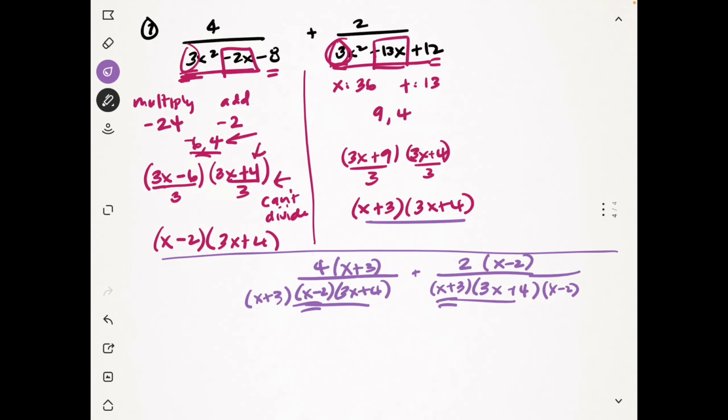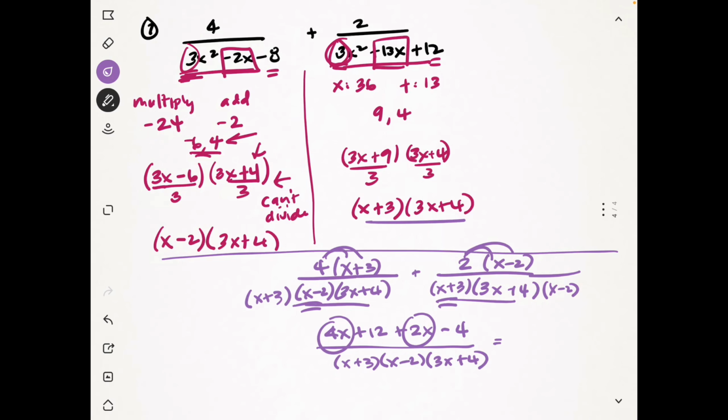So now what we have is, let's go ahead and distribute, since we're running out of room. So we have 4x plus 4 times 3 is 12, plus 2 times x is 2x, and then 2 times negative 2 is negative 4. And our denominator now is x plus 3, x minus 2, 3x plus 4. Now last step is we're just going to combine our like terms. So we have 6x, 12 minus 4 is positive 8.